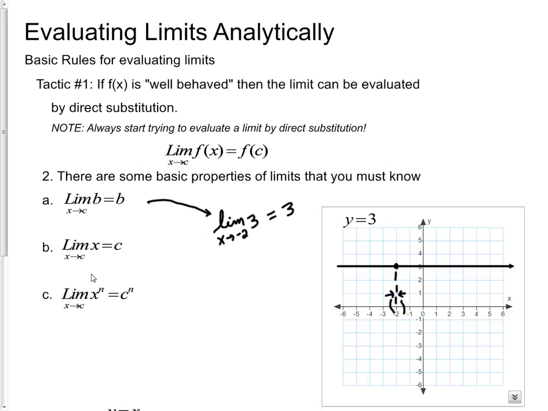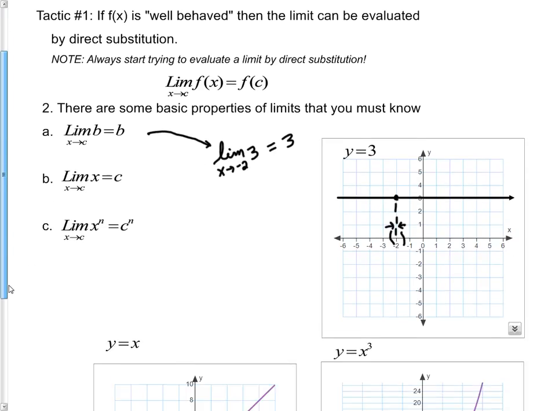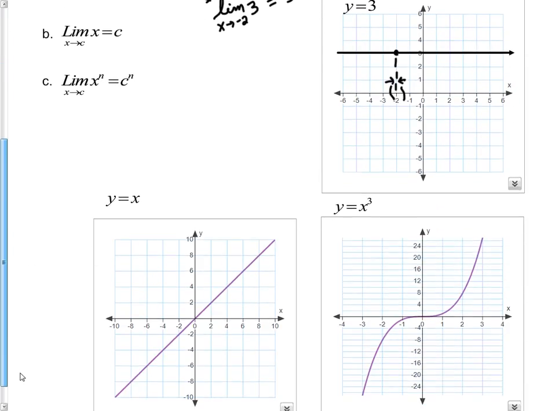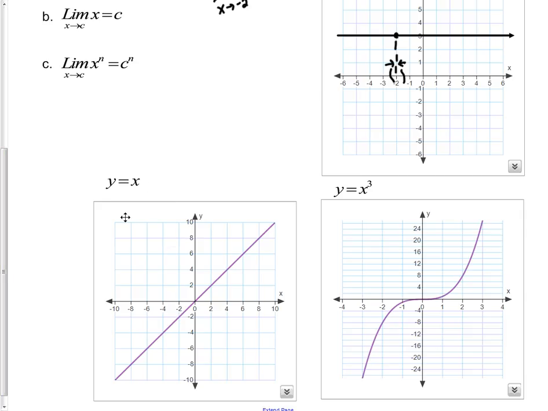There's two other properties right here. This second property says that, well, if we have a really basic function like y equals x, the limit as x approaches c of that function x will be equal to c. And that this is a well-behaved function is easy to see if we take a look at the function itself. Here we are. Let's look at y equals x.